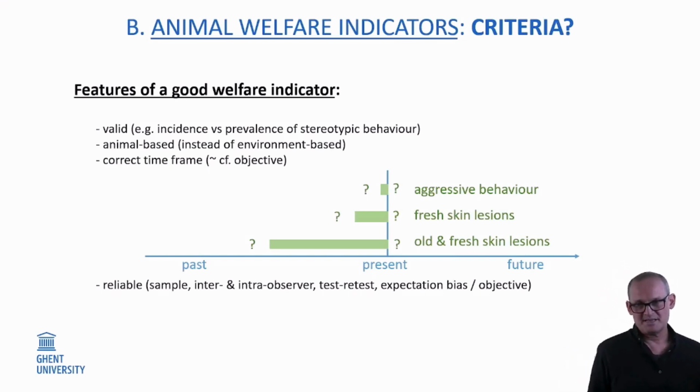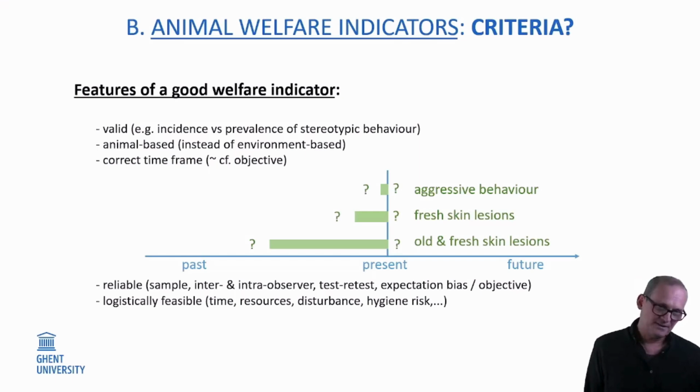A very important aspect for a good welfare indicator is also that the indicator is reliable. And that concerns the inter-observer reliability, the intra-observer reliability, the test-retest reliability, not being subjected to expectation bias, so you have an objective measurement. If you need to assess a sample of animals out of a flock, that your sample is representative for the entire flock. So these are all issues that relate to reliability.